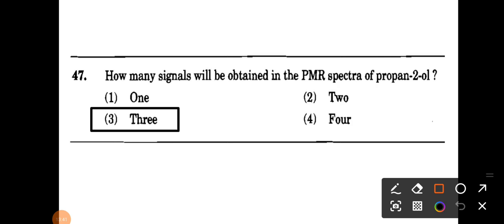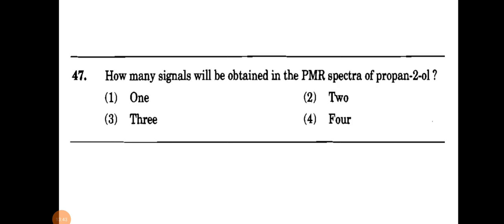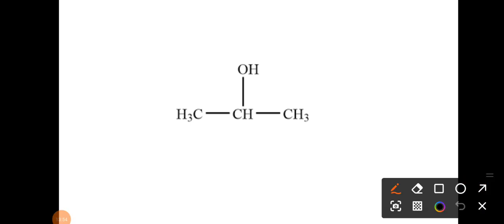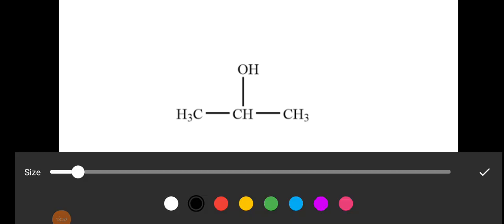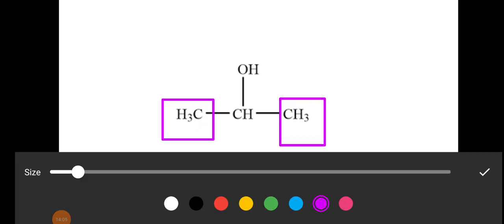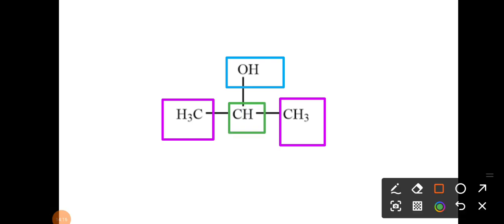So your answer is 3. So how? Okay, let's discuss how. This is isopropyl alcohol, or propan-2-ol, or 2-propanol, one and the same thing. So here are the different sets of protons. This CH3 and this CH3 are one set of protons. This OH is another set, and the last one is this CH. So these sets of protons give the signals in 2-propanol.